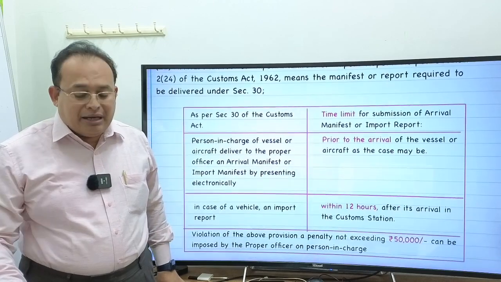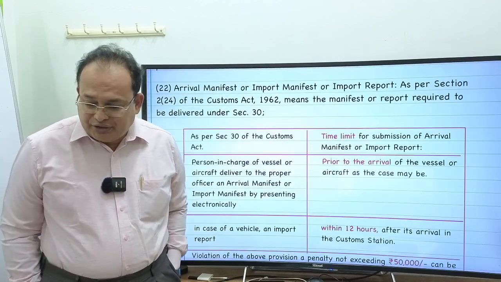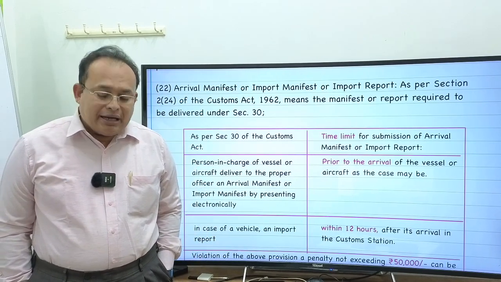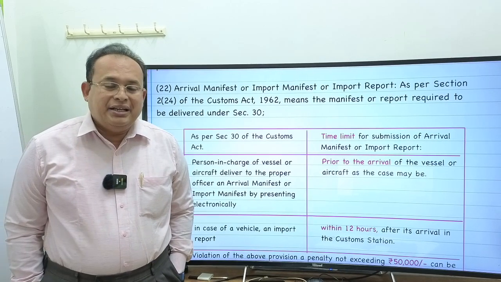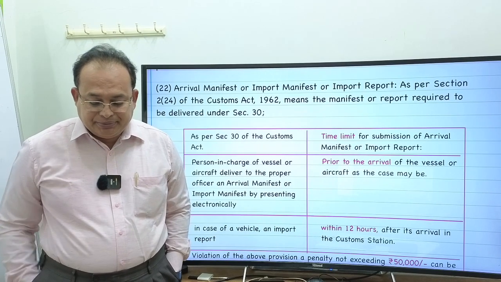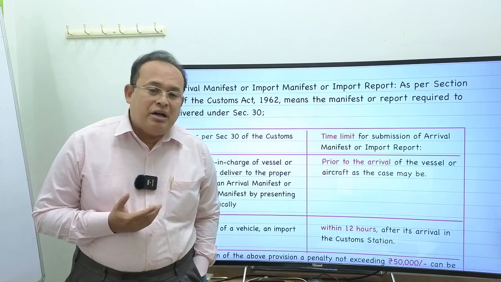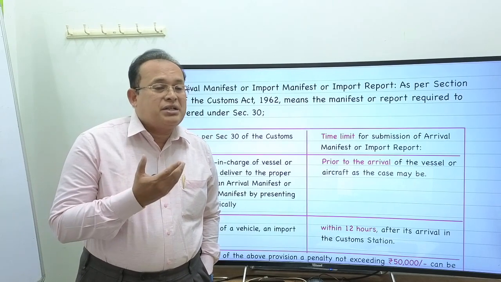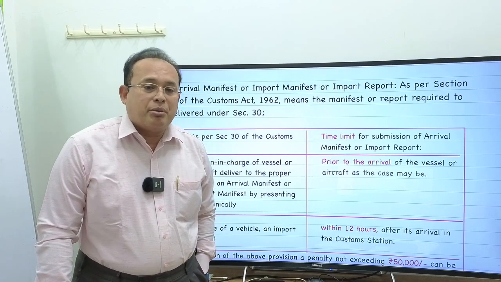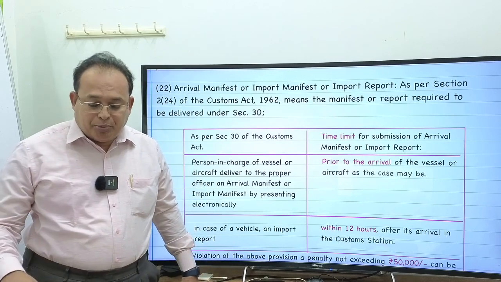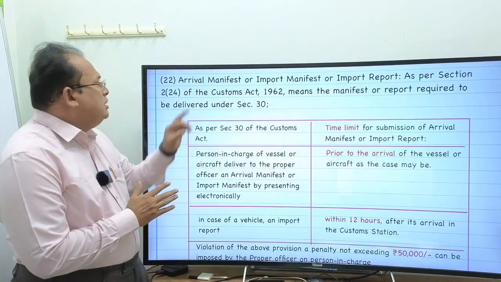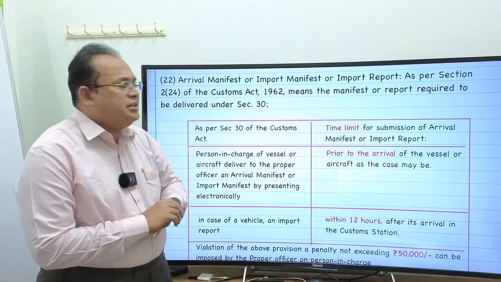What do you mean by arrival manifest? How to understand arrival manifest? To know the arrival manifest, you should also know the departure manifest. Arrival manifest, departure manifest. Arrival manifest is also called, in the case of land route where the goods are coming in a vehicle to India, Indian port, Indian land customs, import report, export report. What are these other terminologies? Here I mentioned arrival manifest or import manifest or import report.